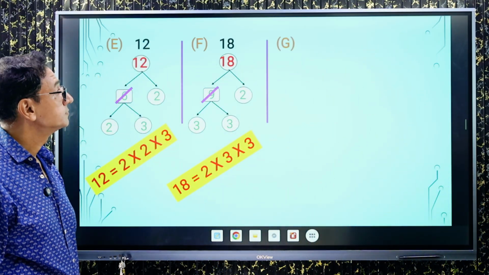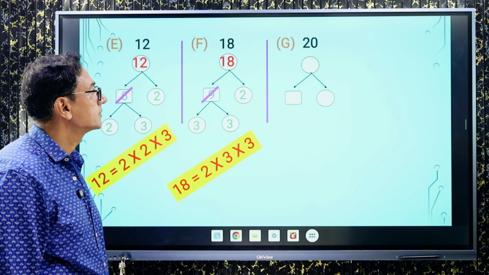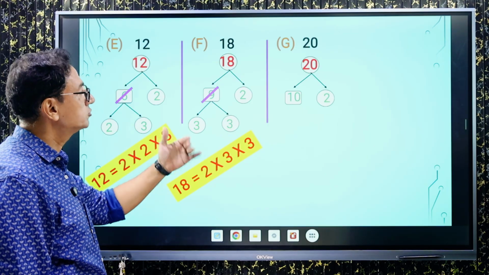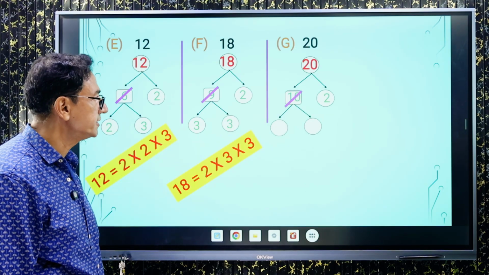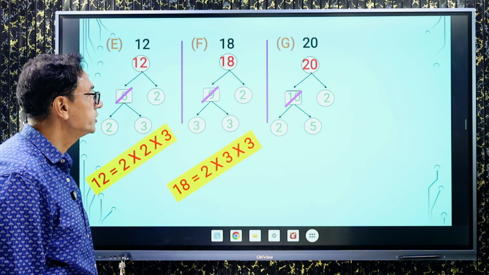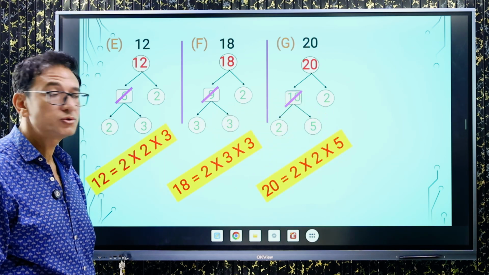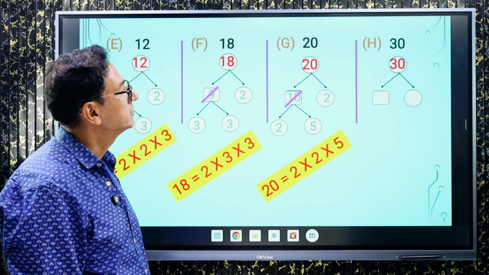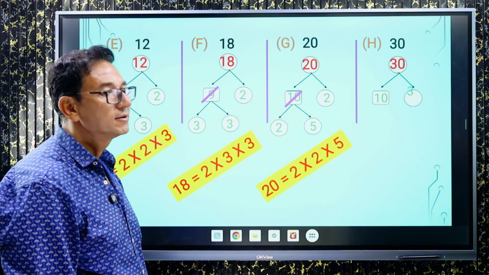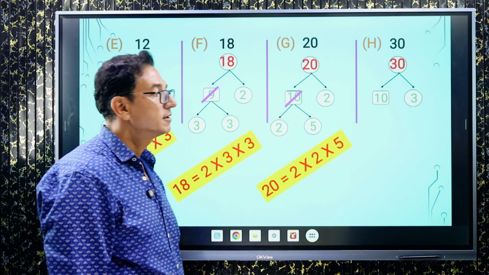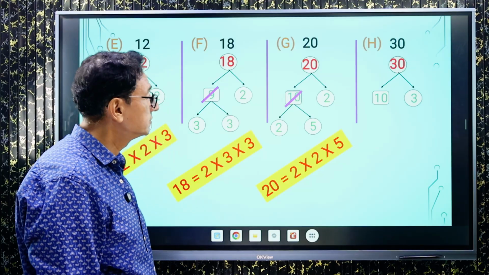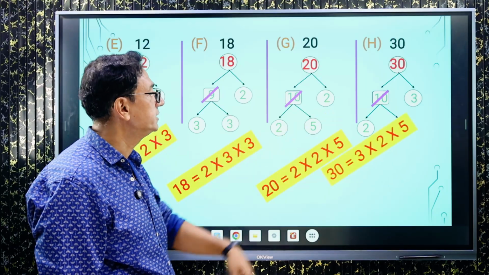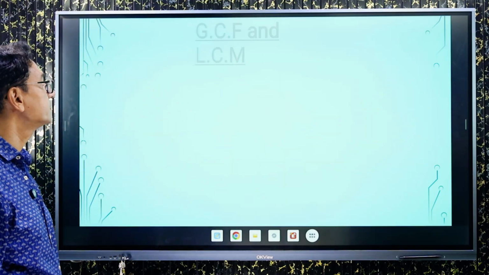G, 20. 10 times 2, and then we factorize 10, 2 times 5, or 5 times 2, so 20 equals 2 times 2 times 5. H, 30. 10 times 3, we can say 5 times 6, 2 times 15, and 10 is 2 times 5 as we did here, so it will be 3 times 2 times 5.